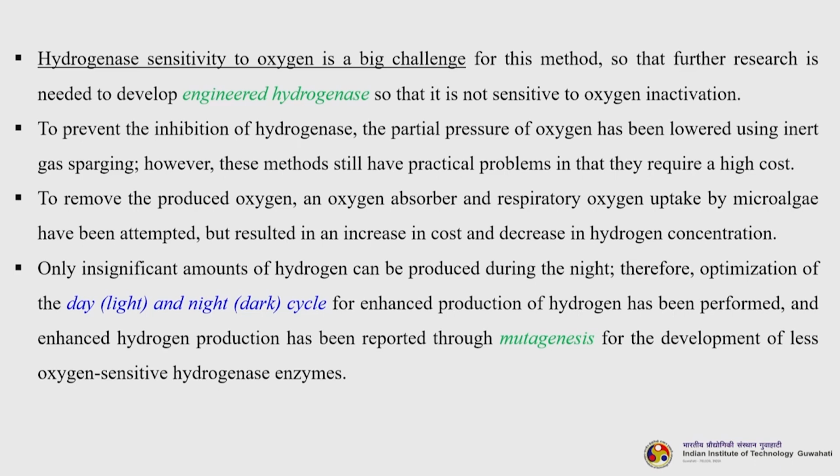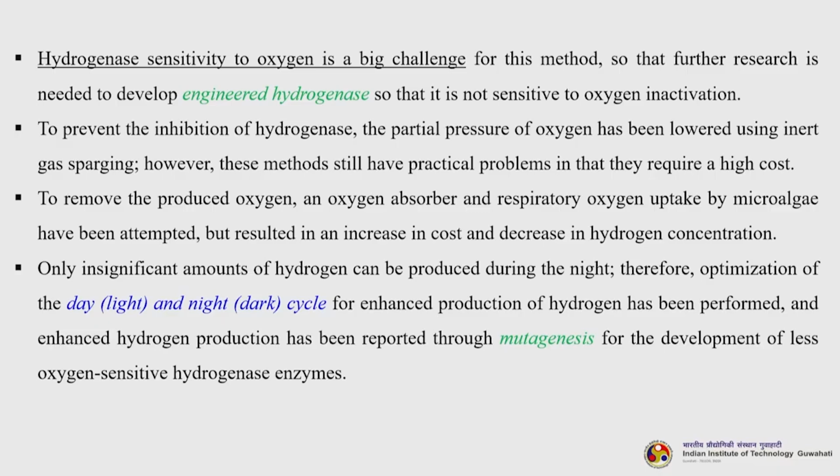To prevent the inhibition of hydrogenase, the partial pressure of oxygen has been lowered using inert gas purging. However, these methods still have practical problems in that they require a high cost. You are additionally making some mechanical arrangement for sparging gas. So, of course, you need a pump, tank, sparger and all these things, so you are adding cost to the entire process. Now, to remove the produced oxygen, an oxygen absorber and respiratory oxygen uptake by microalgae have been attempted, but resulted again in an increase in cost and a decrease in the hydrogen concentration, not very effective.